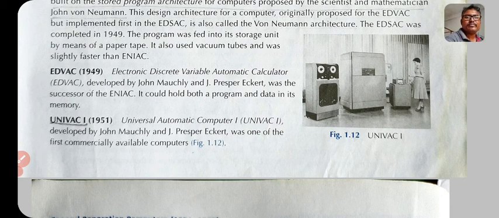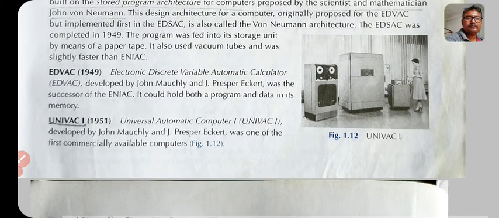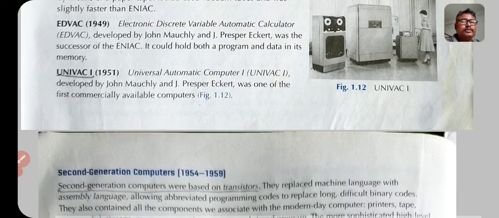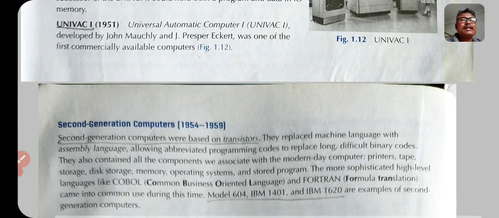Later on, slowly they worked on how to keep the record of a program or data in memory. After finding that solution, the size of the computer automatically reduced. And in 1951, UNIVAC 1 was introduced as the first commercially available computer. Okay, then the second generation computer.